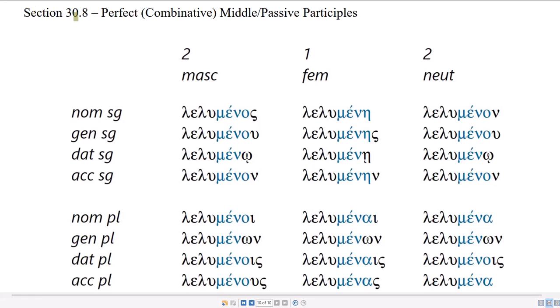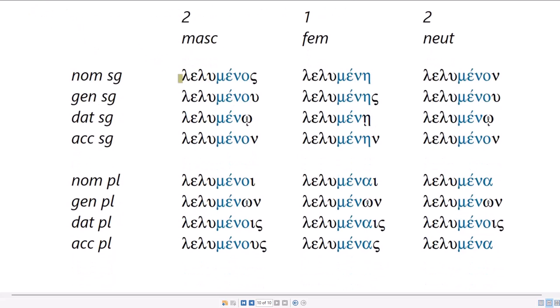This is section 30.8. Once again, we notice the reduplication. Here's our very familiar μεν for the tense formative, and we're looking at second declension endings. So ος, ου, ω, ον, and the neuter also has second declension. The feminine has first declension. But again, these μεν morphemes are going to tell us that we have middle passive. And the reduplication is going to help us know that we're looking at perfect.